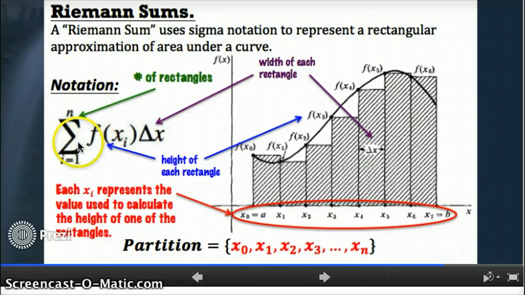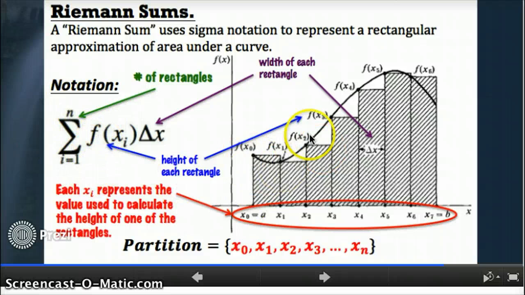Let's take apart the notation. This is what every Riemann sum looks like. I is just a term that tells you what to do for each rectangle. You don't need to think about the meaning of I. N has a meaning though. N is essentially the number of rectangles we're going to be adding up. In this case, 1, 2, 3, 4, 5, 6, 7. So it would be from 1 to 7.